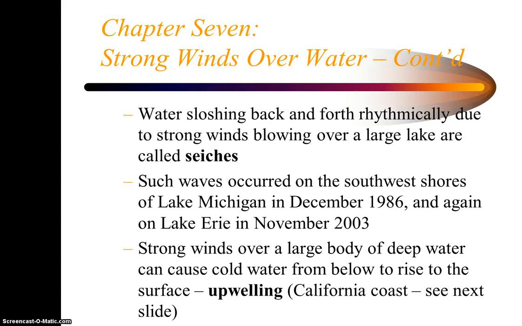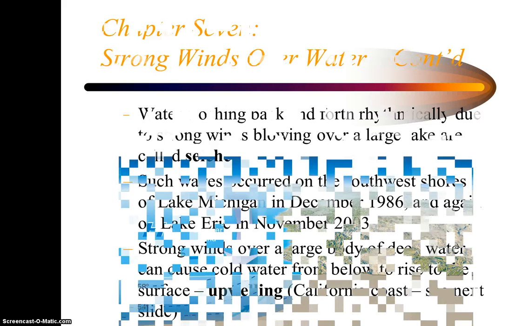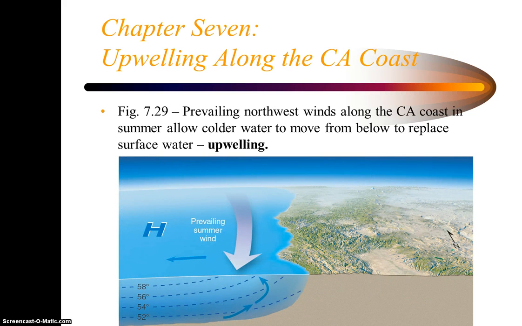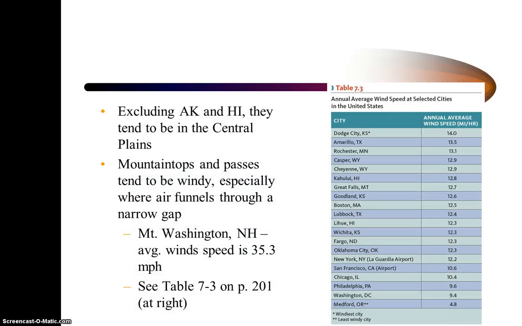Here in California, we have these cold ocean currents from the Gulf of Alaska, which can cause strong currents of cold water to rise from the bottom of the ocean up toward the surface along our coast, and that's called upwelling. In this example, figure 7.29 shows how prevailing northwesterly winds along the California coast in summer allow for the upwelling of very cold water from the continental shelf up to the immediate California coast.